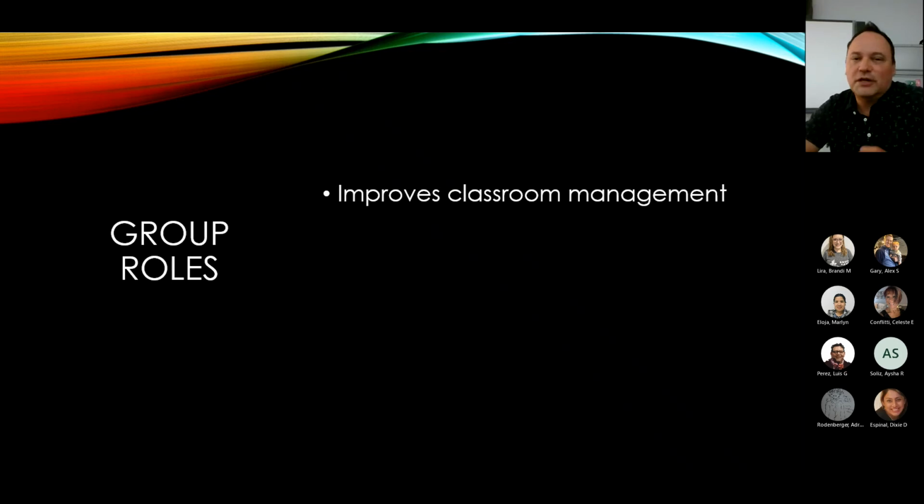This is something I don't always do, but every time I do it, it works much better, which is to include group roles. If there's 4 people in a group, each member has a specific role that they're supposed to play. The roles change depending on what your task is. But I found it really helps classroom management because they spend a lot less time arguing and yelling at each other or even talking to other groups because they have one specific thing that they're assigned to do with their group.